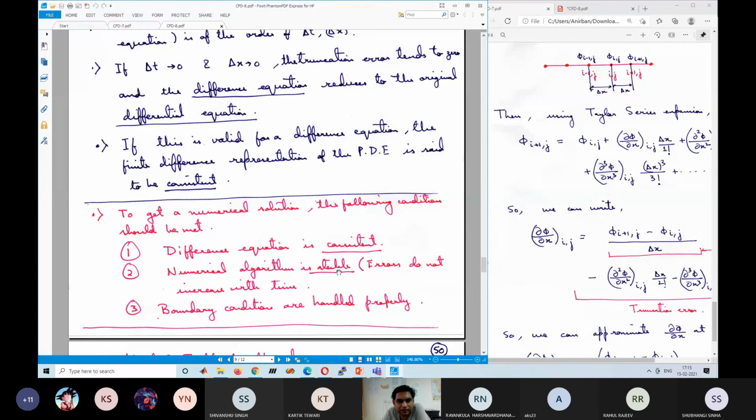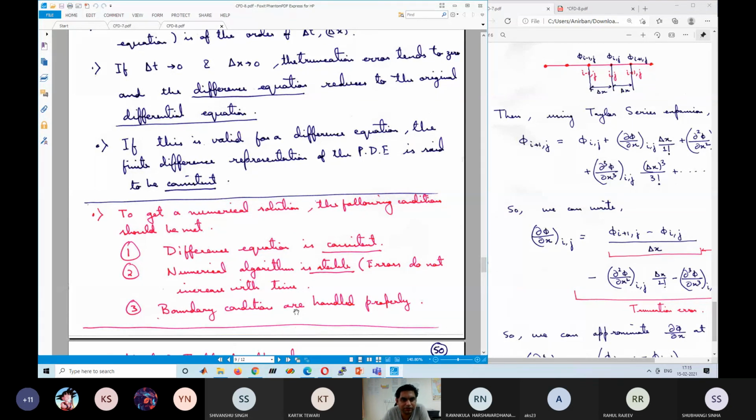Stable means that when you run a simulation or when you run the program, the errors tend to accumulate, means it can increase with time or it may not increase with time. If the errors increase with time, what will happen? After one time step you have certain error, in the next time step you have more error, in the third time step more again. So the total error will blow up. After some time it will become very large, so the solution will become wrong. If the errors do not increase with time, then we call the solution stable. So we need the solution to be consistent and stable.